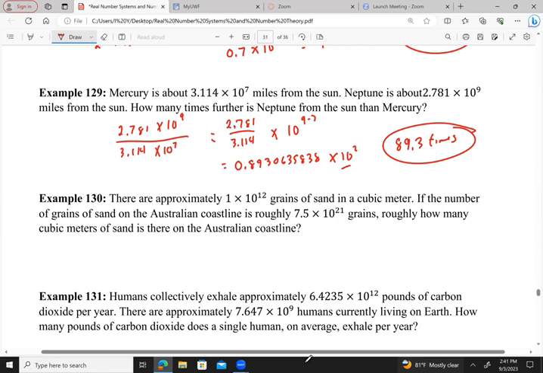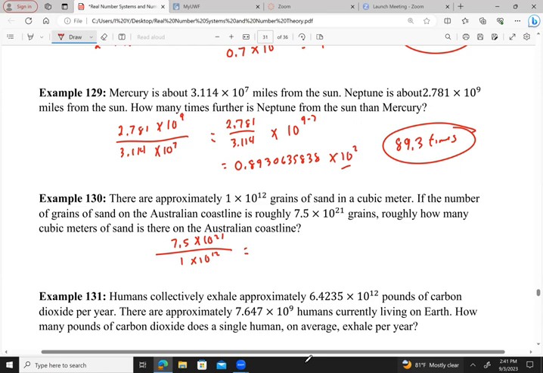Okay. There are approximately 1 times 10 to the 12th grains of sand in a cubic meter. If the number of grains of sand on the Australian coastline is roughly 7.5 times 10 to the 21st grains, roughly how many cubic meters of sand is there on the Australian coastline? So again, take your larger one, 7.5 times 10 to the 21st over 1 times 10 to the 12th.